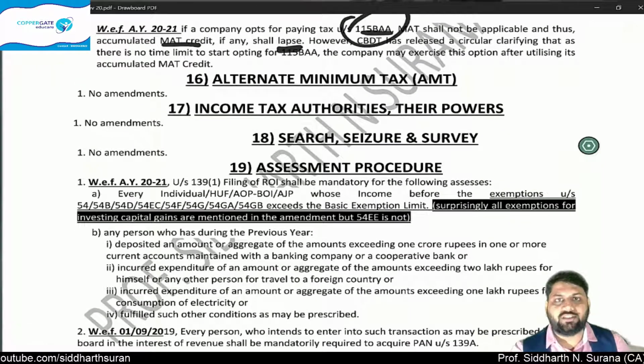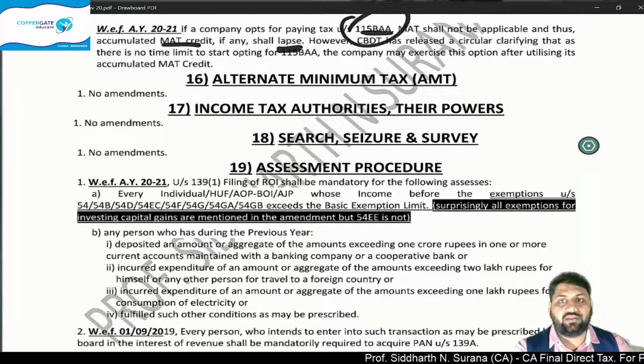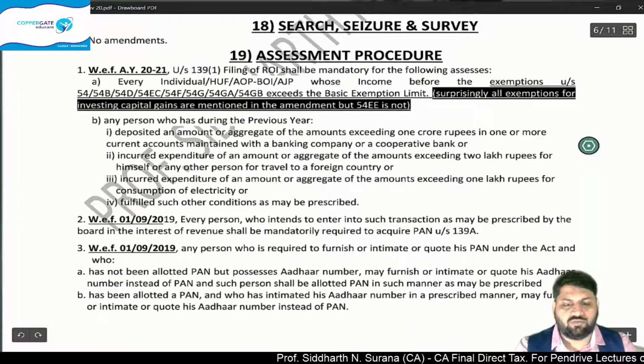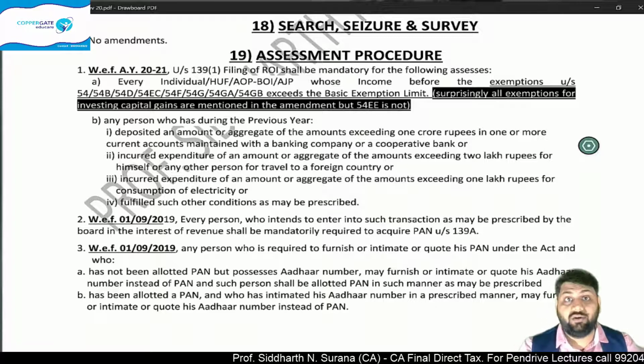Let's go ahead. AMT chapter, no amendment. This in my textbook finishes our volume 1. Now we come to the related part, that is IT authorities, no amendment. Search and seizure, no amendment. Assessment procedure, 2-3 small amendments have taken place, but they are very important amendments.